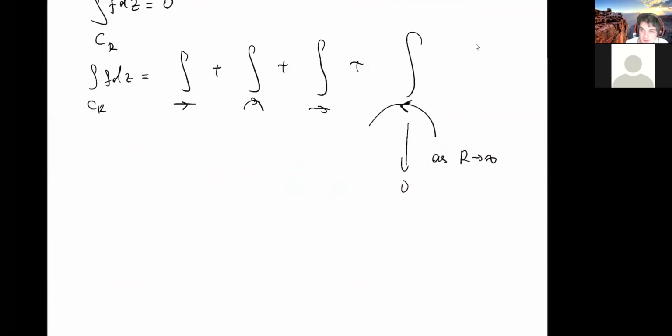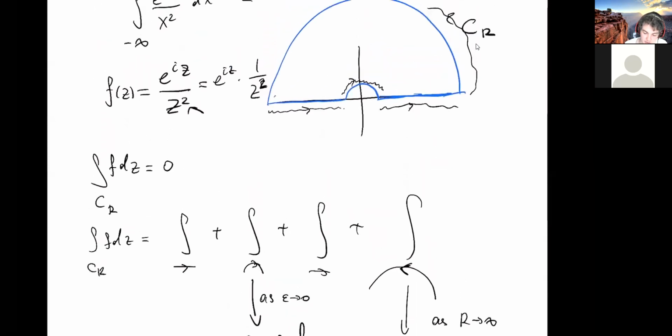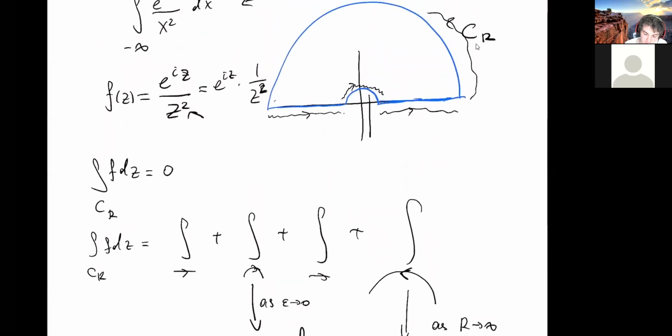Okay, now our lemma from the previous time tells us that the integral over this semicircle goes to minus pi i times the residue of f at 0, as epsilon goes to 0. Because remember, this little semicircle has radius epsilon.